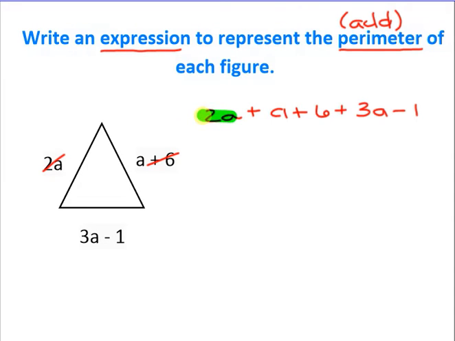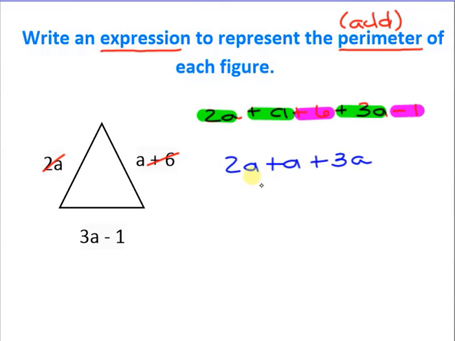Now let's get out our highlighters. Here we have a 2a, here we have a plus a, and here we have a plus 3a. Here I have a plus 6 and a minus 1. Let's combine like terms. I have 2a plus a plus 3a. I'm going to take it two at a time. 2a plus a is 3a, and then bring down the rest of the problem. 3a plus 3a is 6a.